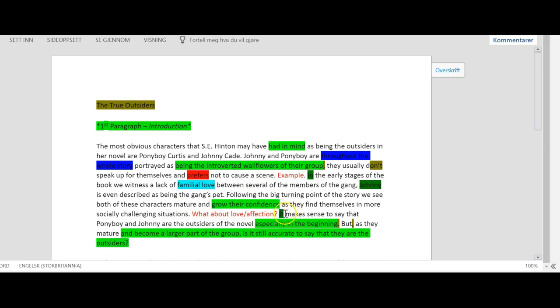Then I would add a little bit of a simple linking word, so, comma, it makes sense to say that Ponyboy and Johnny are the outsiders of the novel at the beginning, comma, but as they mature, and then I think we need to simplify this. I think as they mature, this both encompasses that affection and also this confidence. So why not keep it simple? But as they mature, they are no longer on the outside.